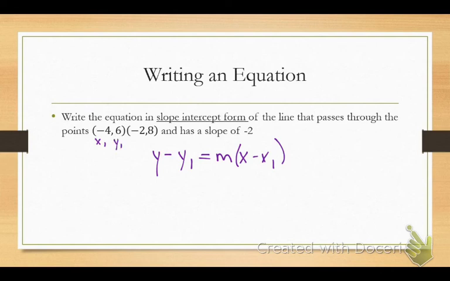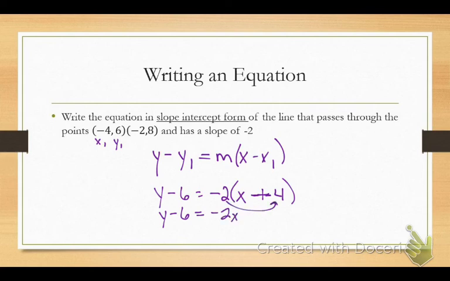Okay, so then it's going to be y minus 6 equals m, which they told me, slope of -2, -2 times x minus -4, because my x1 was -4. Okay, so now I changed my double negative to a positive, and now I distribute -2 times x and -2 times 4. y minus 6 equals -2x, and what's -2 times 4?